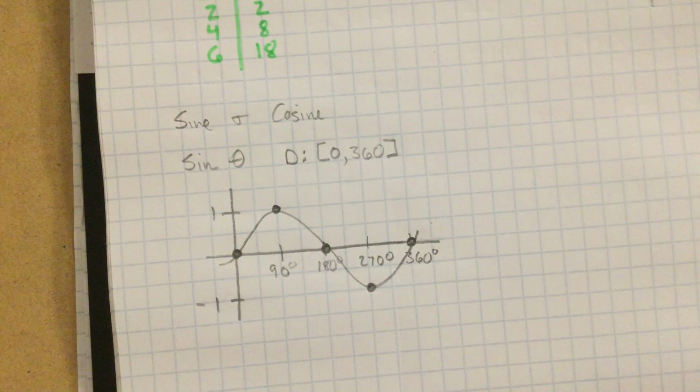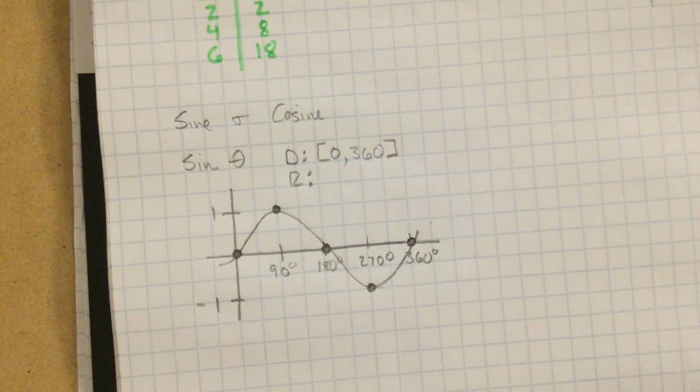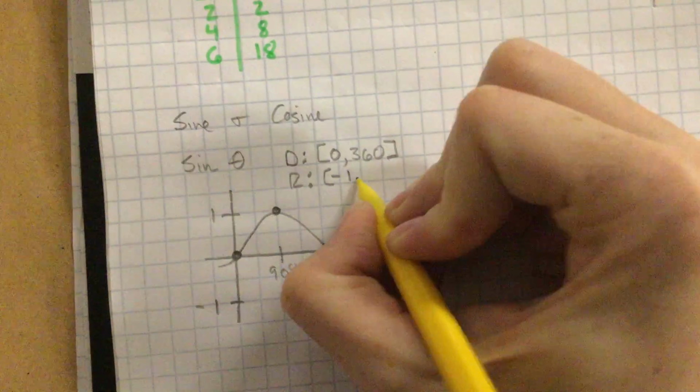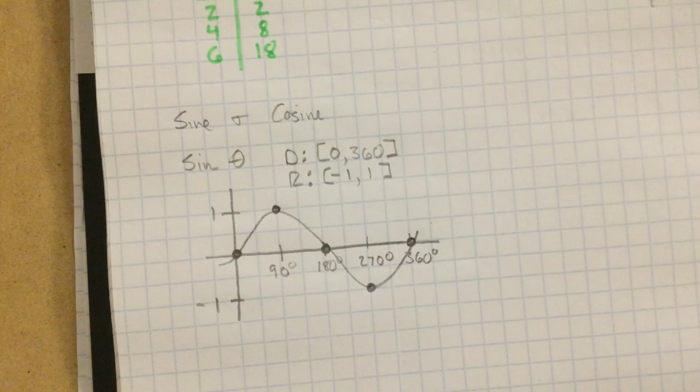Okay? My range, where's the bottom of that graph? 270. -1. What's the top? 1. Okay. -1 to 1. Okay. So for your sine graph, this is like the parent function of your sine graph. Like we had the parent function of a quadratic, parent function of a line, parent function of a cube, all that stuff. This is the parent function of our sine graph. Okay.